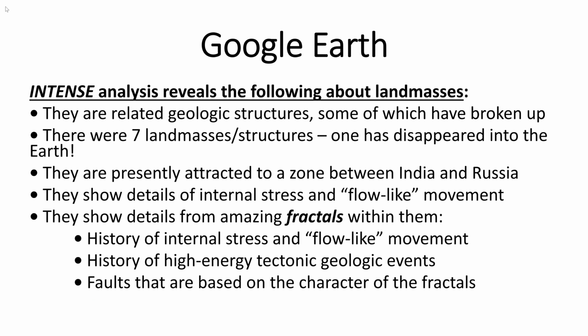Google Earth. Intense analysis of Google Earth reveals the following about land masses. They are related geologic structures, some of which have broken up. There were 7 land masses or structures. One has disappeared into the Earth. They are presently attracted to a zone between India and Russia. They show details of internal stress and flow-like movement. They show details from amazing fractals within them, such as history of internal stress and flow-like movement, history of high-energy tectonic geologic events, and faults that are based on the character of the refolds.